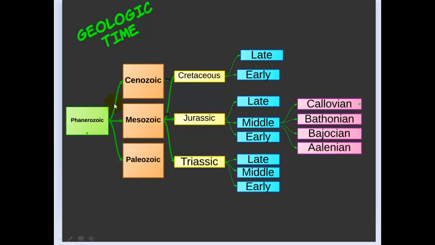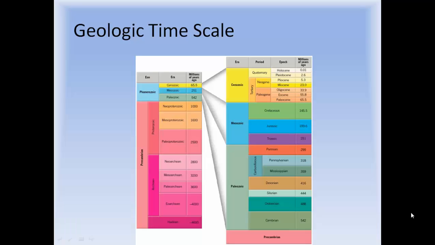For example, the Phanerozoic eon can be broken down into the eras of Cenozoic, Mesozoic, and Paleozoic. The Mesozoic can be broken down into the Cretaceous, Jurassic, and Triassic. And then these can be broken down into late and early, or late, middle, and early. And then ultimately, say the middle can be broken down into the Callovian, the Bathonian, the Bajocian, and the Aalenian.